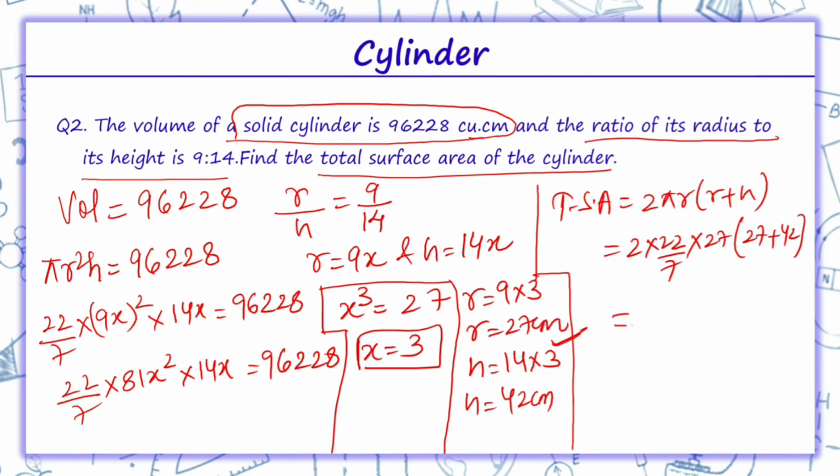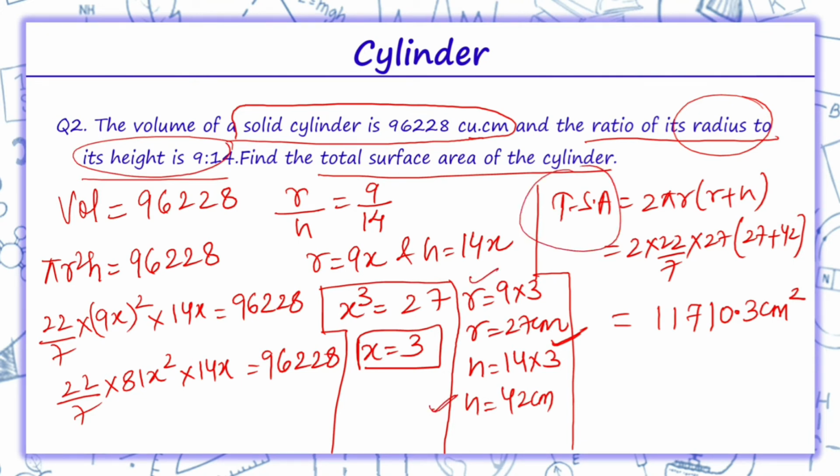So when we solve this, we will get 11,710.3 centimeter square. So this is how, if the ratio of radius and height is given, we can calculate what the radius and height are, and then we can calculate the total surface area of the cylinder.